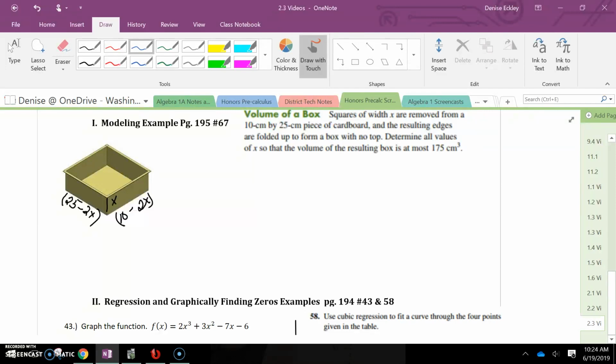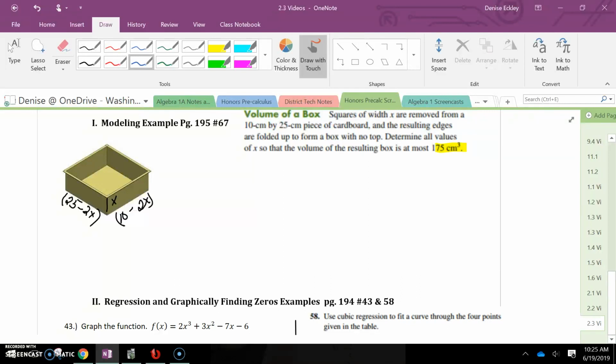It wouldn't have the edge on it like that picture, but it would still look very similar to that. So we're to determine all the values of x so the volume of the resulting box is at most 175 cubic centimeters. So what I want to notice is that the volume of the box is going to be based on the measurements that I put on the side.